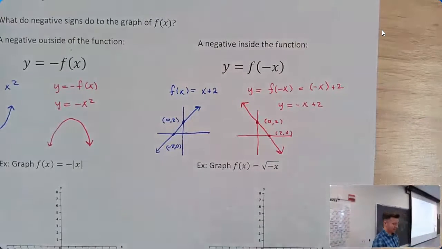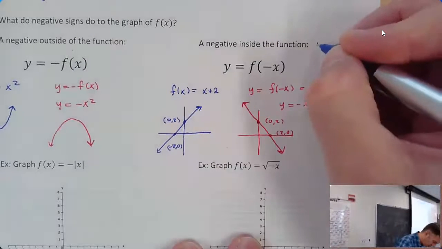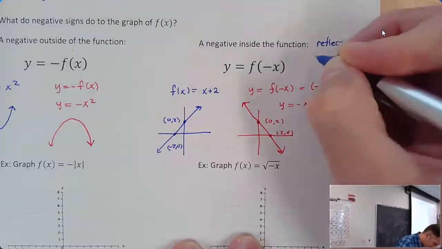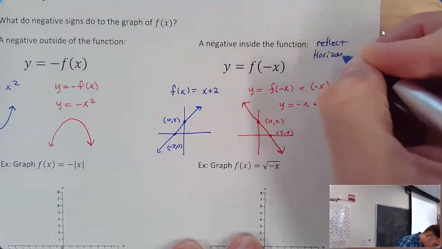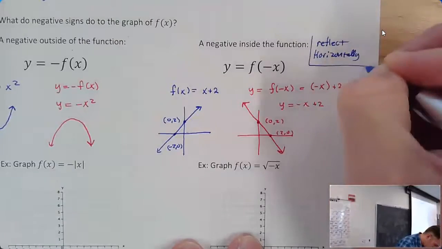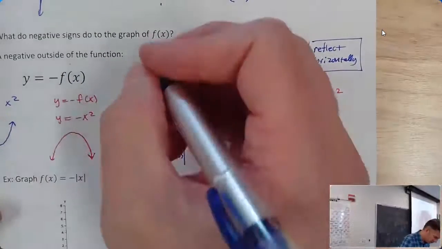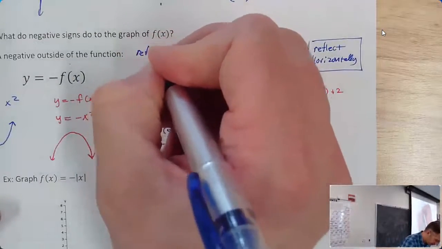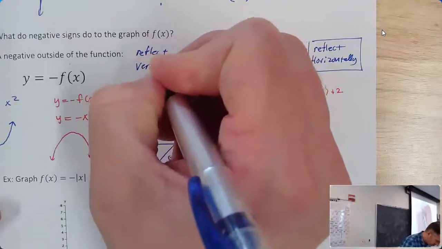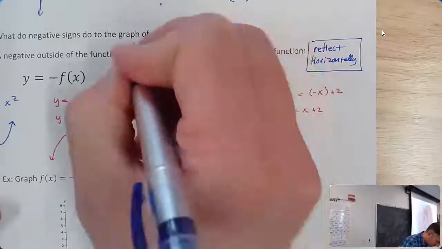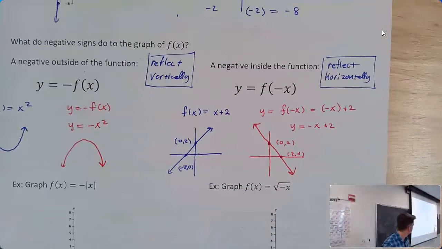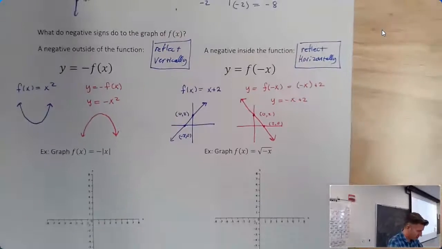So a negative on the inside of the function is going to reflect horizontally, whereas a negative outside of the function is going to reflect vertically. And these are kind of the two graphs I keep in mind when I'm thinking about what's happening. But let's look at a couple other examples of graphs we just learned about.